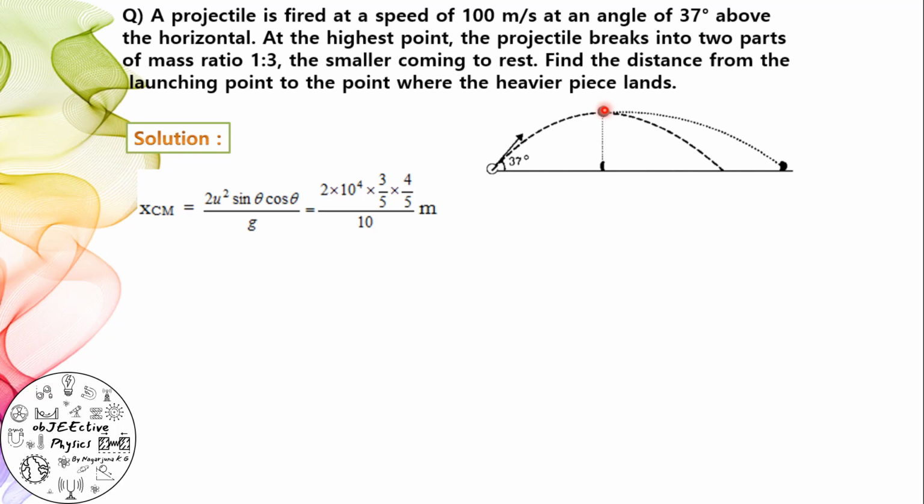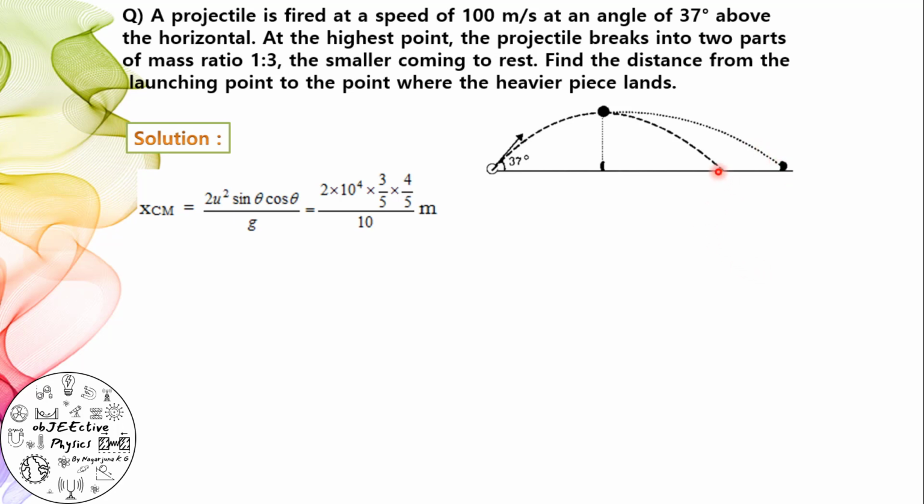That m by 4 first part drops down from the highest point. It means its velocity becomes 0. At the highest point, velocity is only the horizontal component. With that horizontal component, the second part, that is 3m by 4, observe the red color spot, moves to some other place. So the first part drops down from the highest point and reaches the ground, and the second part travels along this path and reaches some other point.